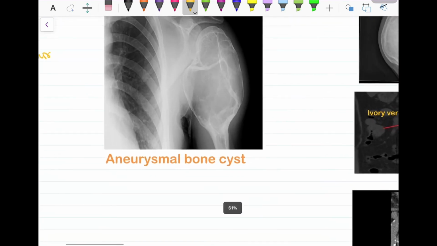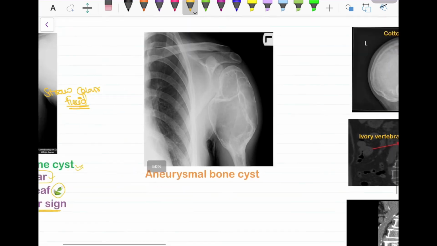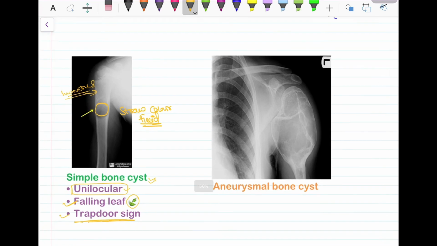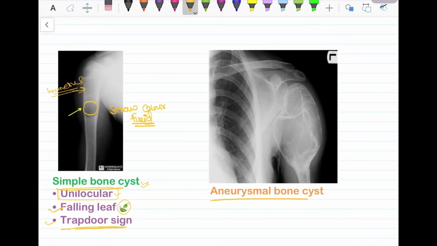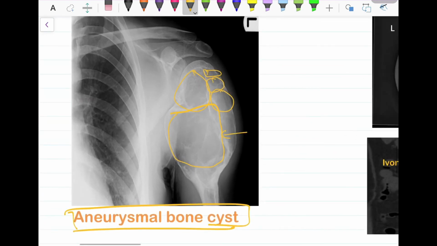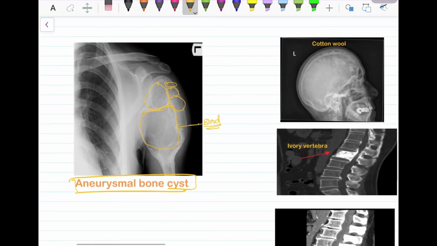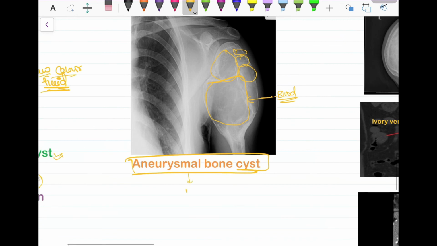The next is aneurysmal bone cyst. This aneurysmal bone cyst is multiloculated. The differentiating points between the simple bone cyst and the aneurysmal bone cyst are: this aneurysmal bone cyst is multiloculated, so these are small locules. Simple bone cyst is unilocular. This aneurysmal bone cyst is filled with blood, whereas the simple bone cyst is filled with straw colored fluid. And this aneurysmal bone cyst is present in metaphysis.